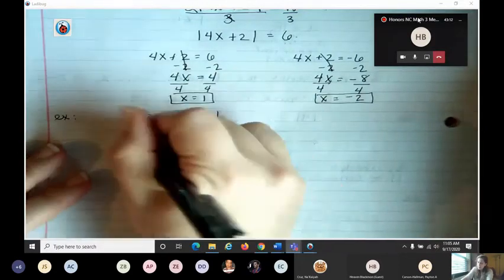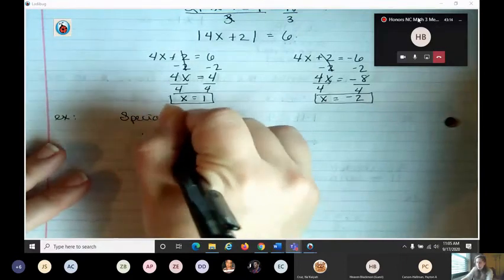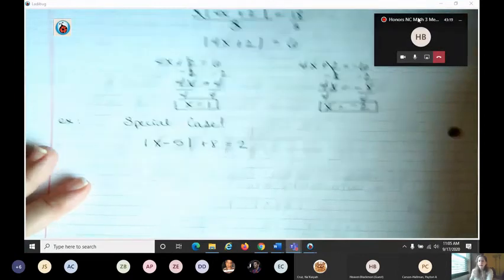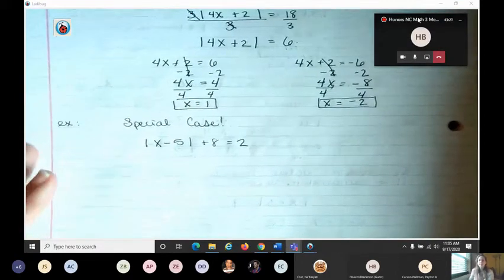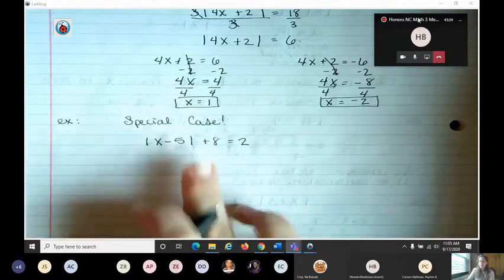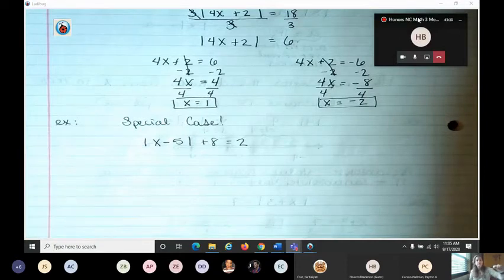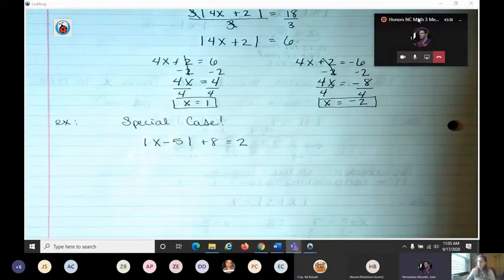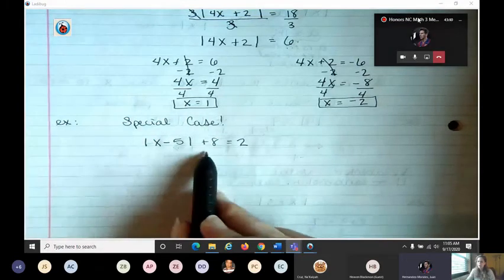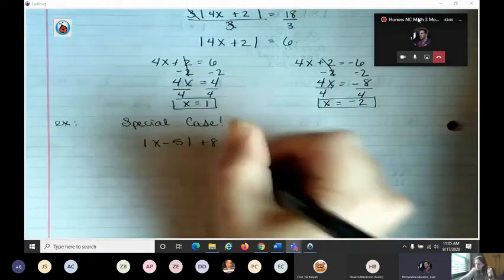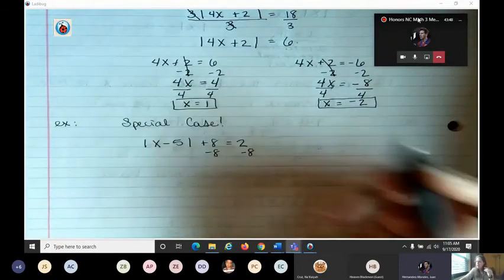Okay, so I am going to have maybe the absolute value of x minus 5 plus 8 equals 2. So this looks pretty normal, yeah? And the first thing we need to do is get all of the stuff that's not inside the absolute value away. We have to isolate the absolute value. So what am I going to do? You're going to isolate the absolute value? Yeah, and how do I do that? By minusing 8. Perfect.